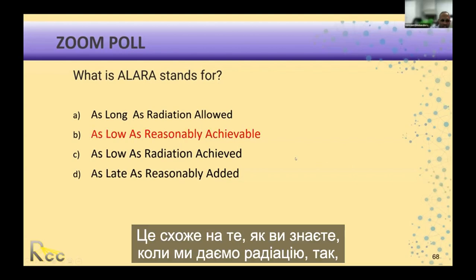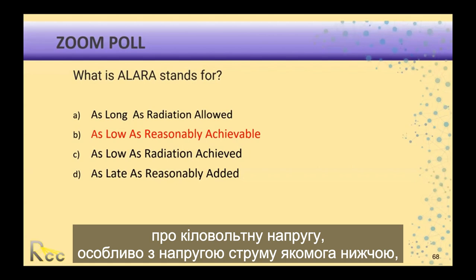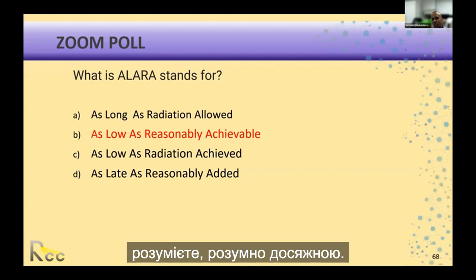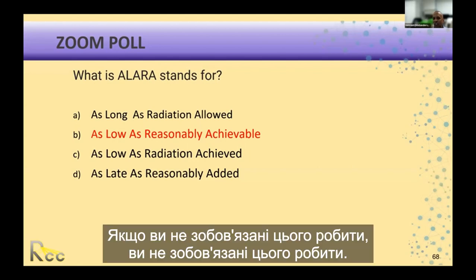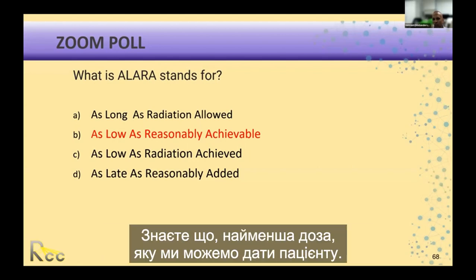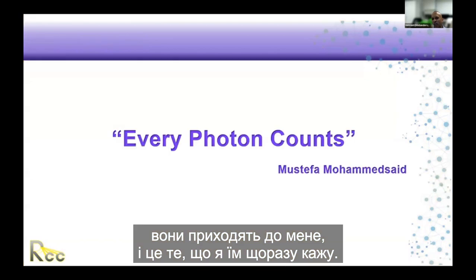ALARA, it is B. When we give radiation, and when we take X-rays, especially with kilovoltage, as low as possible is never achievable. If you don't have to do it, you don't have to do it, basically. The lowest dose is what we've got to give to a patient. When I train students or therapists, this is what I tell them every time.